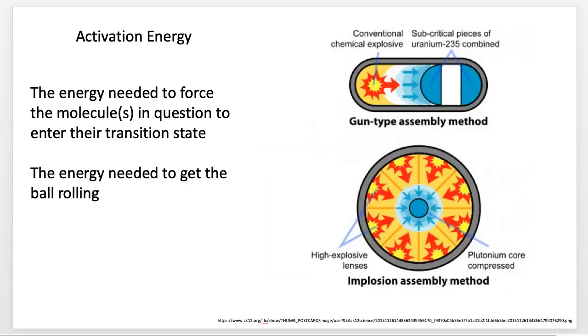Now, so your mom had to put a little bit of energy into the system to actually get it to happen, right? Another example would be the activation energy needed to initiate a nuclear explosion. And so nuclear weapons, they actually require conventional explosives. So that's what's in the yellow here. And so there's the gun type and the implosion assembly.